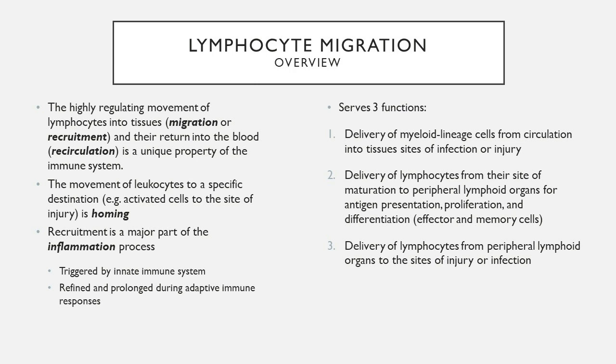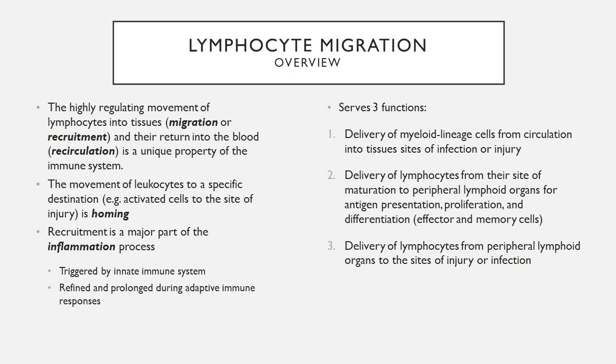And it's this kind of movement, the going back and forth, and not just being specific to a particular location, that is a unique property of the immune system. Now, migration and recruitment is just a general term. When these cells are going to a specific destination, which we'll learn as part of the inflammatory process or inflammation, we call that homing. So homing is just a more specific term of migration when you're referring to a very specific organ or part of the body.